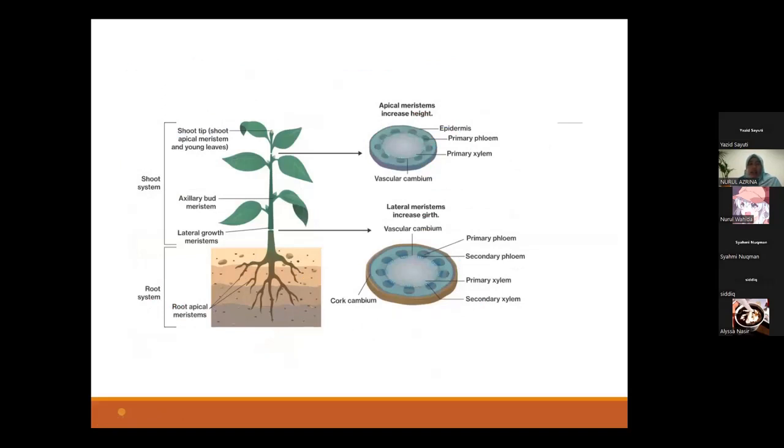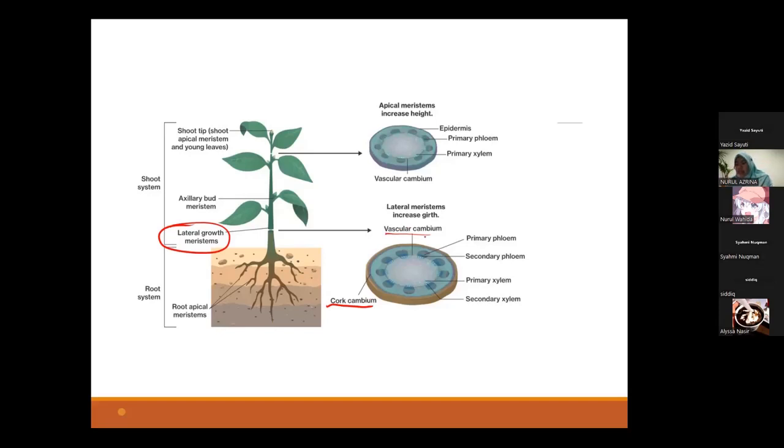Okay, so we can see here another picture showing you the cork cambium. So lateral growth meristem. We have here vascular cambium and cork cambium. So cork cambium akan what we call it, involve dari segi menukarkan epidermis dia, lapisan luar tu, kepada lapisan yang lebih kuat. So that is cork cambium.